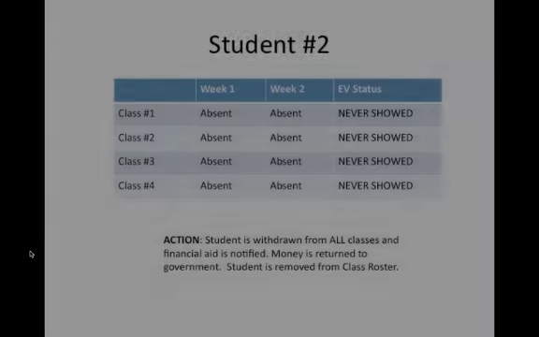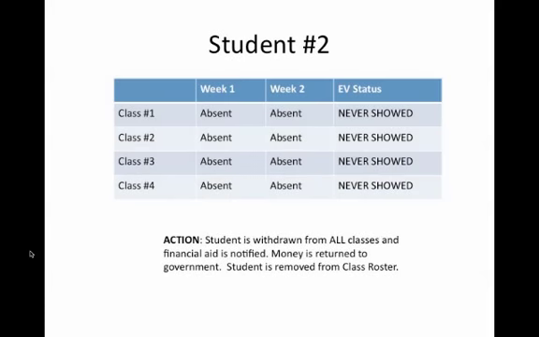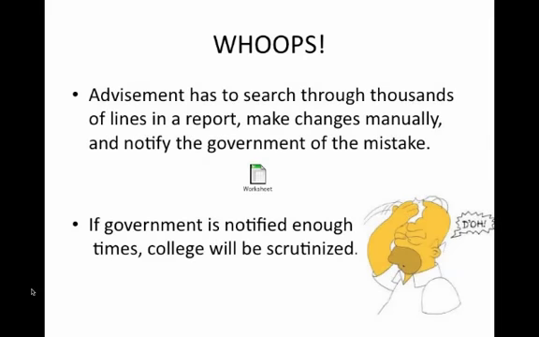Let's take a look at the same student. Perhaps they were marked as having never showed up, but suddenly there's an issue. The faculty made a mistake and alerts advisement that they accidentally marked their students as being absent. This has happened in the past, and in such a case, advisement has to search through thousands of lines in a report in order to make the change manually. And, very important, they must notify the government of the mistake.